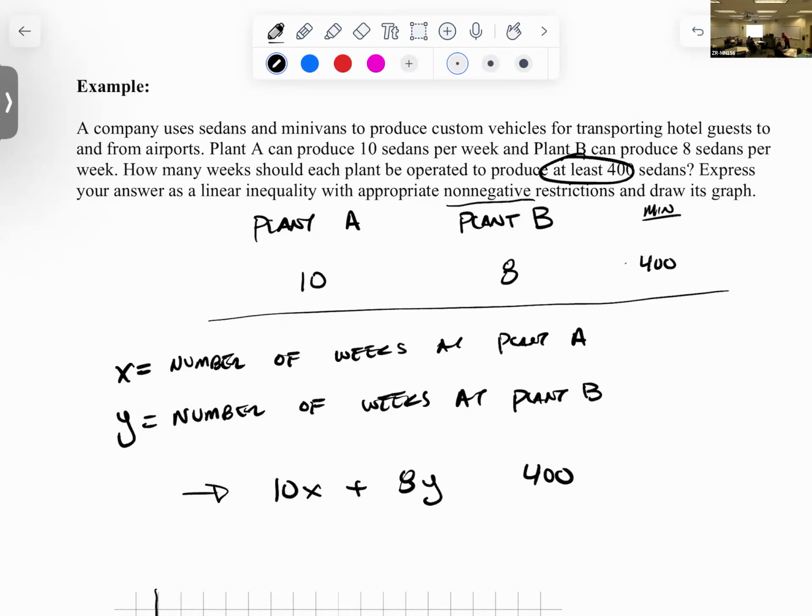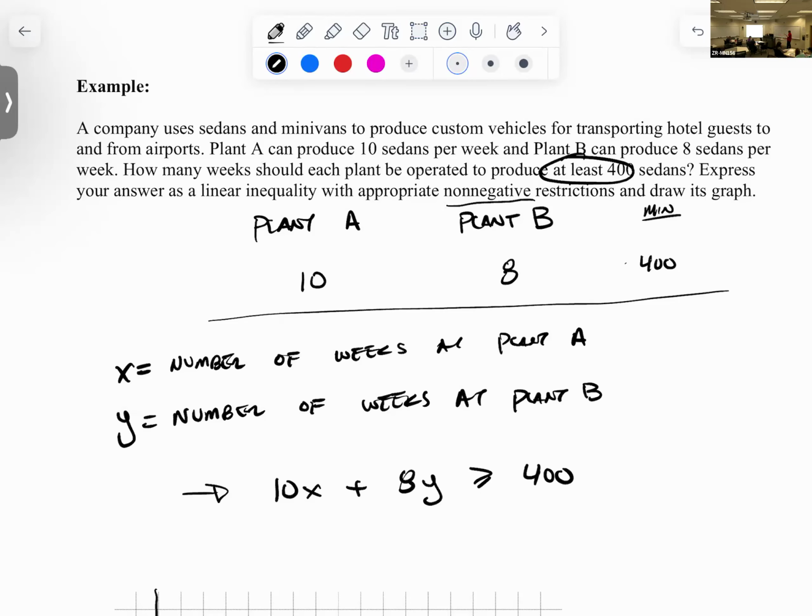Which way does the inequality face? At least. At least, yes. So greater than. So the alligator mouth, is it this way or this way? Facing the equation. And an important note: at least means including the 400, so that is a greater than or equal to, right?